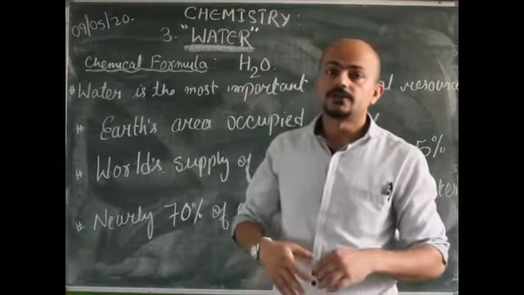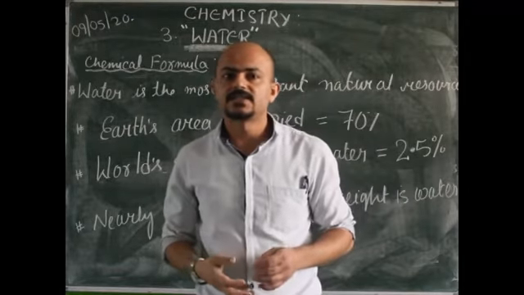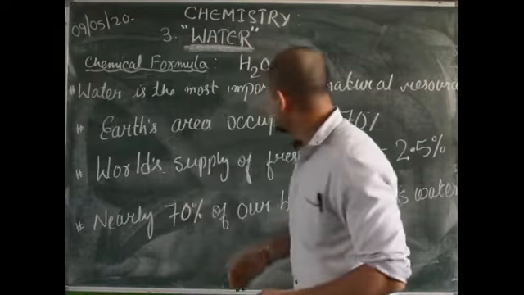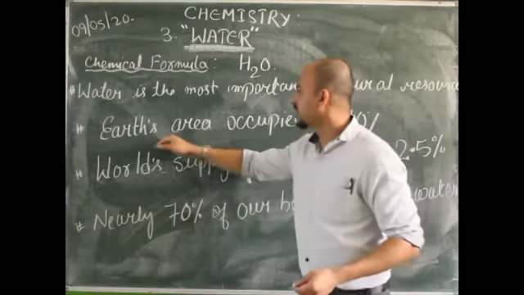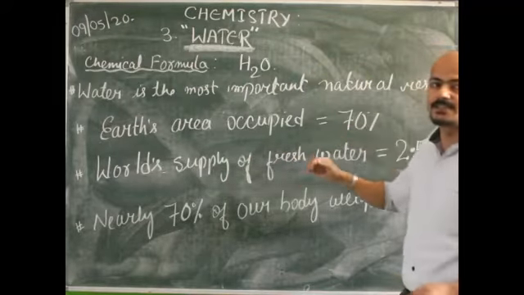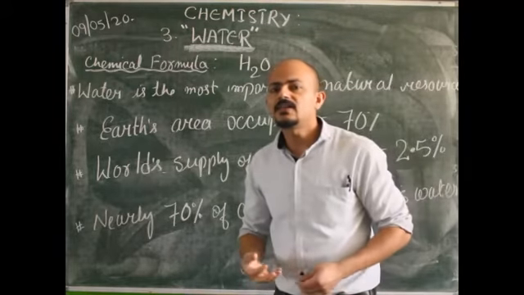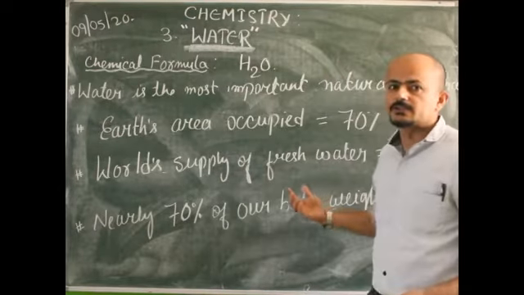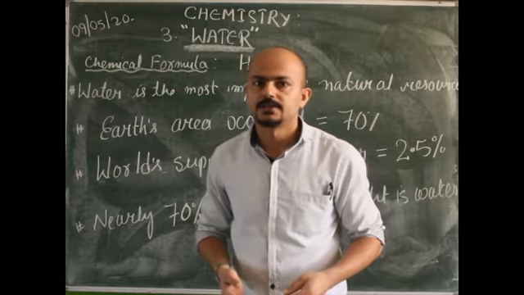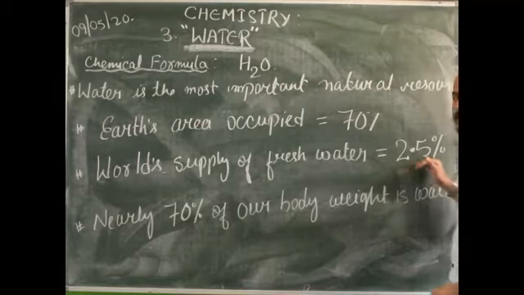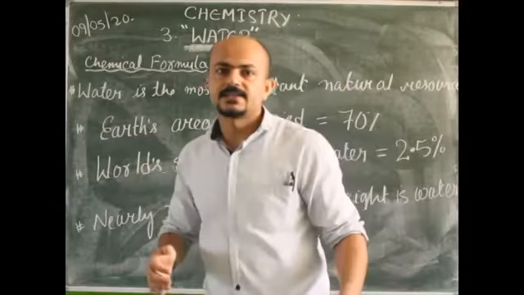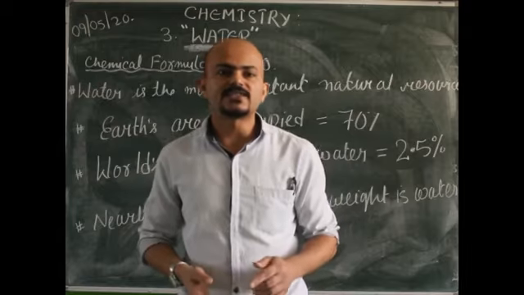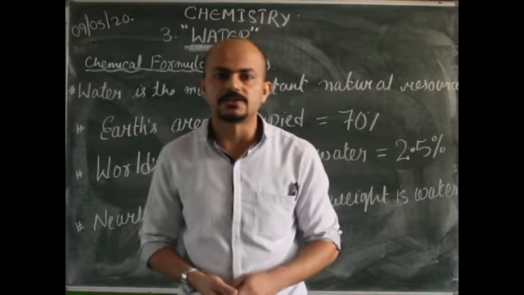Okay, so the surface of earth is almost occupied by water. What is the percentage of water? It is 70%. See, earth's area occupied by water is how much? 70%, out of which only 2.5% are supply of fresh water, means which are drinkable water. That is only 2.5%. And our body as a whole is made up of almost 70% of water.